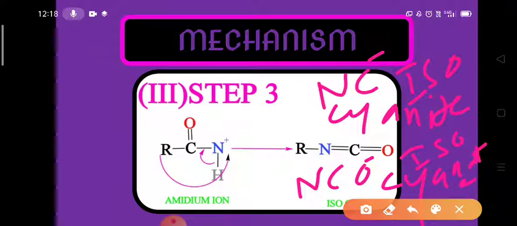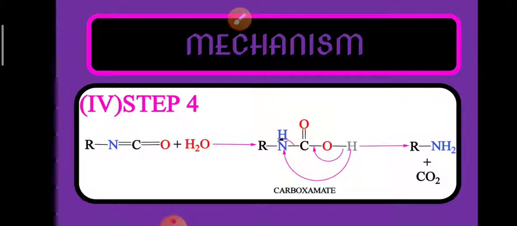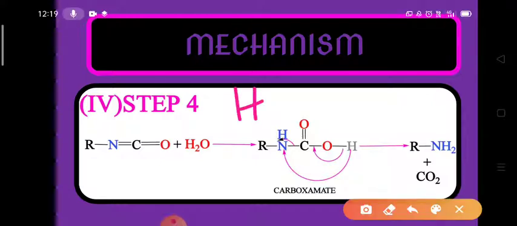Okay, so like that we have to remember. So again we try to recollect. In the first step, we will get acyl carbonium ion. In the second step, we get the amidium ion. In the third step, amidium ion undergoes rearrangement, and we get the isocyanate. And in the fourth step, this isocyanate undergoes hydrolysis.